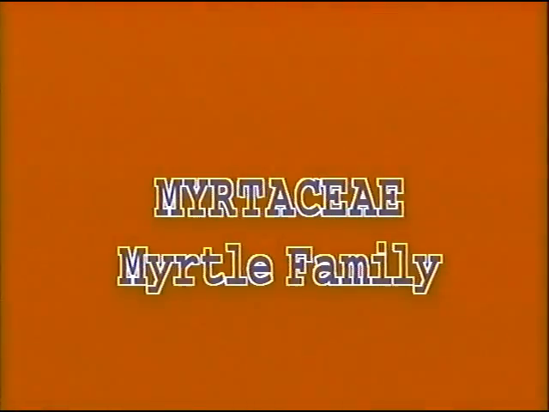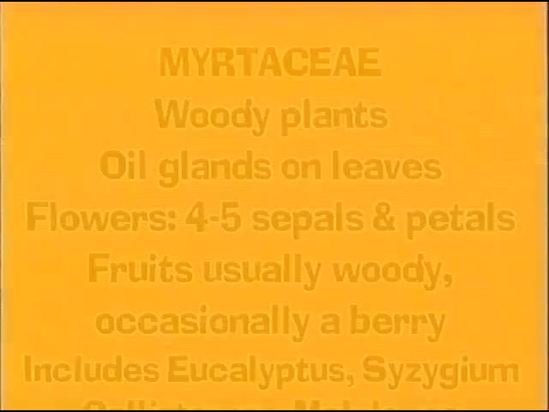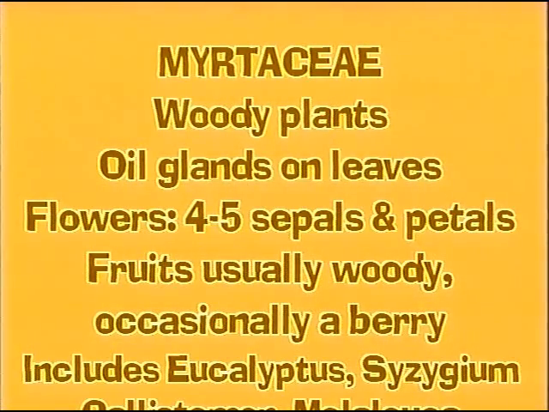The family Myrtaceae is very prominent amongst Australian native plants, including ground covers, trees and shrubs. Myrtaceous plants include the genera Callistemon, Melaleuca, Syzygium, Leptospermum and Eucalyptus, amongst others.